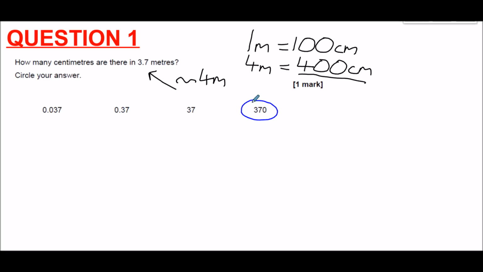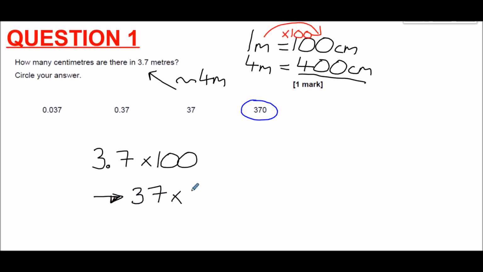To be exact, if you wanted to do it without estimation, using this conversion factor, to change from metres to centimetres, we need to multiply our value in metres by 100. So, in this case, 3.7 multiplied by 100. If you're multiplying with decimals, it's best to think about the number without the decimal in it at all. So think of that as 37 multiplied by 100.